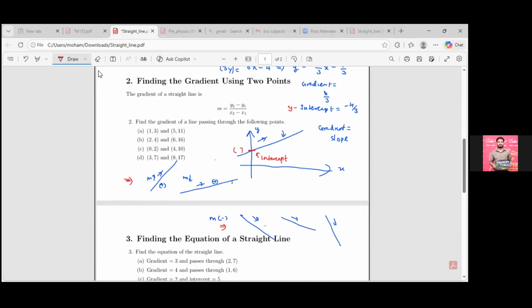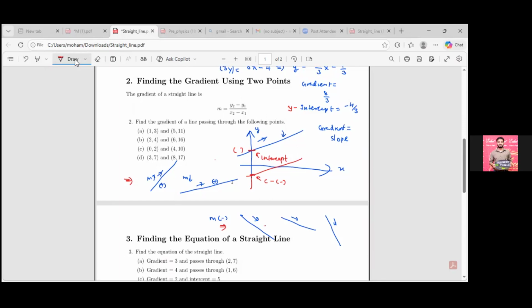So that's the idea. If you have a straight line like this, here the intercept is negative. c is negative because it intersects the y-axis at a point below the x-axis, at a point where the y value is negative.